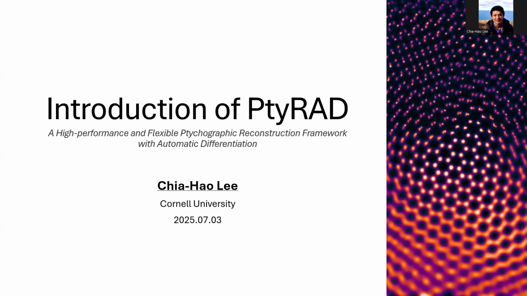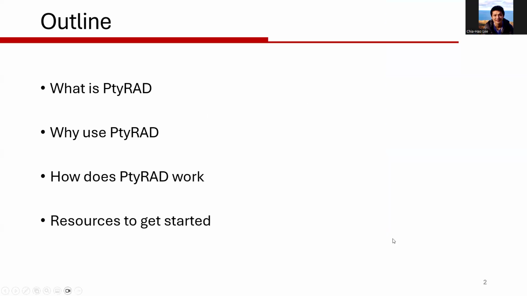In this video, I'm going to talk about a general introduction of PtyRAD, which is the newly developed typographic reconstruction package that's using the power of automatic differentiation with PyTorch. You can do a lot of beautiful things, and now I'm just going to give you a general introduction of PtyRAD. So first of all, here's the outline.